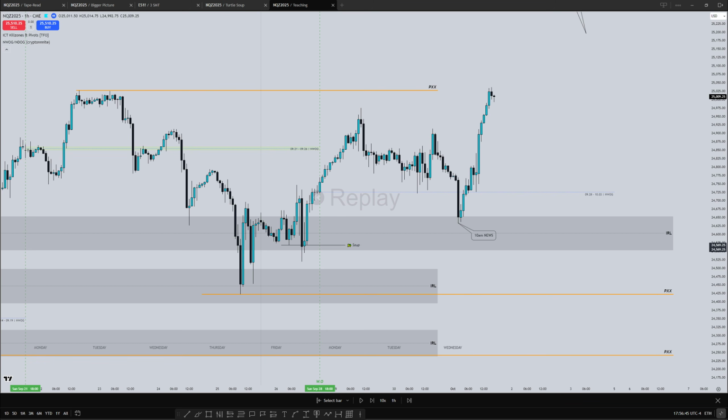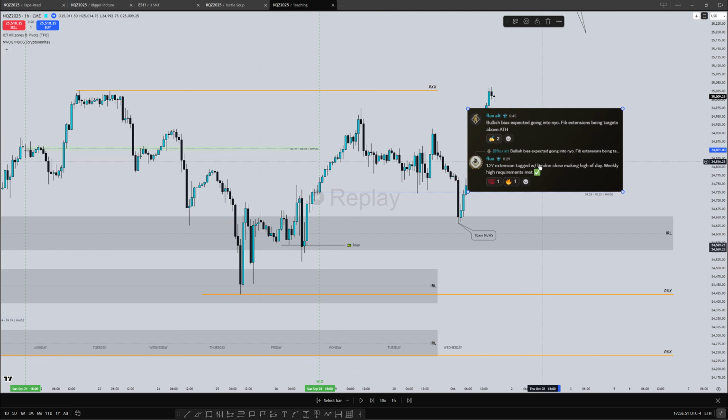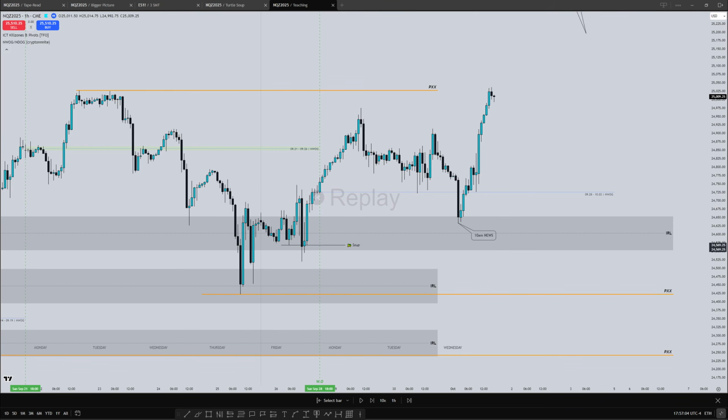I was like, yeah, you don't have to look at the chart coming into the morning. I said at around midnight: bullish bias expected into New York open, with fib extensions being targets above the all-time highs. We'll talk about these targeting things later on. Eventually at 11:29 we tag those targets, and you can wake up in the morning with a bias, look at it, see this is that same exact bias, and just trade off of that.